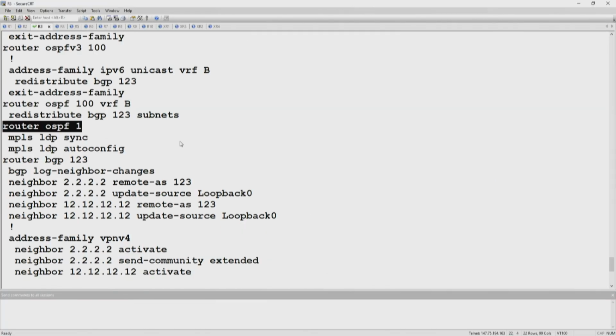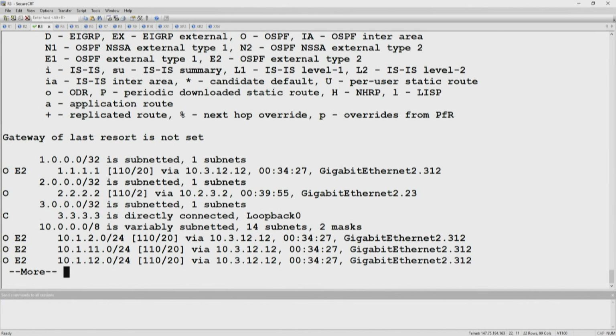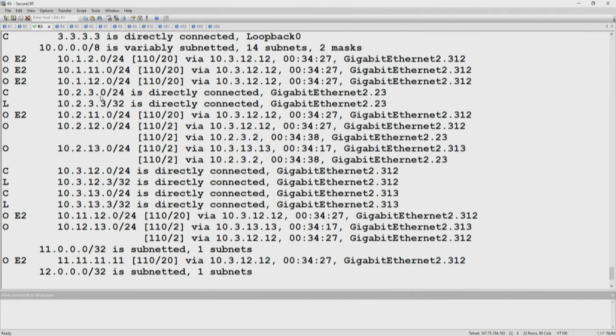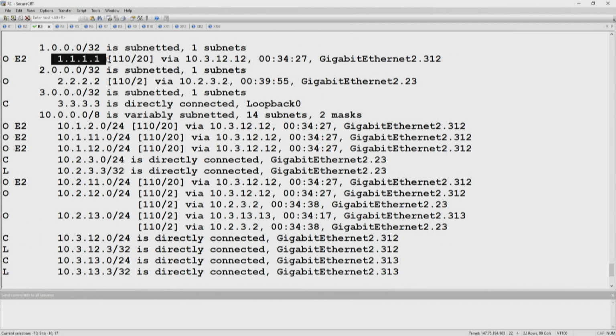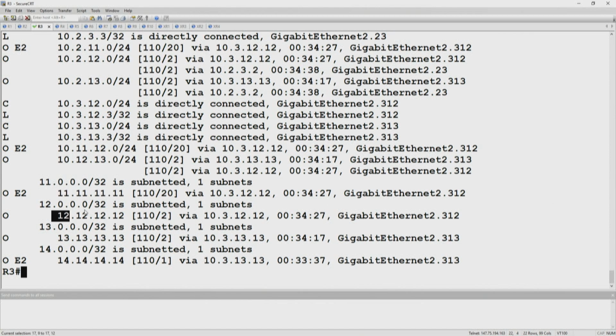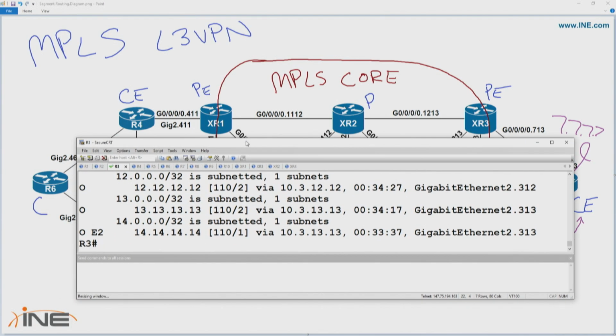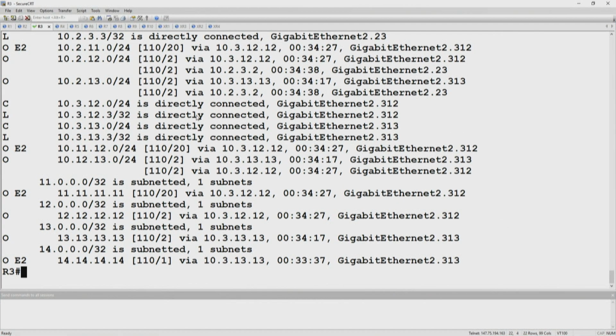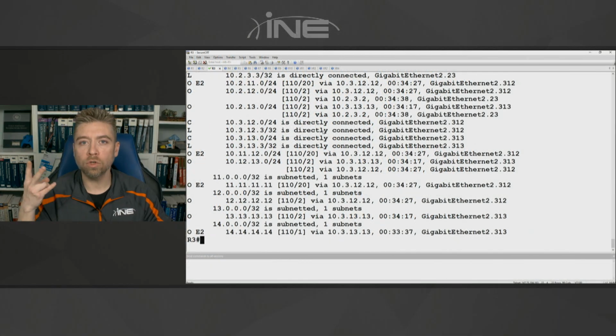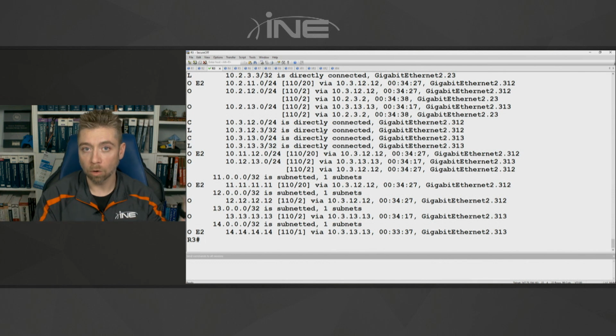So from router 3's point of view, if we show IP route, we would see that in the core of the network, we should be learning about IGP routes. We have a route to router 1, to router 2, to router 3, to router 11, 12, and 13. Those are R123 and XR123 respectively. But in any case, the point of this is that we have two different routing tables. We have a routing table towards the core, we have a routing table towards the customer. We do not redistribute between them. They do not have any reachability to each other.